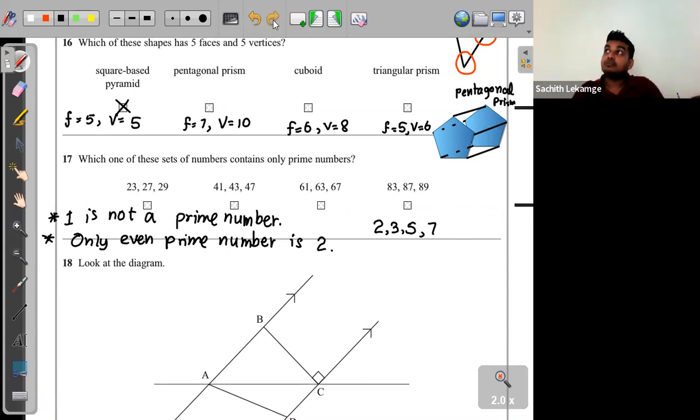9 is not a prime number. Can someone tell me why 9 is not a prime number? Exactly. 9 has more factors than 9 and 1 itself. 3 is also a factor.